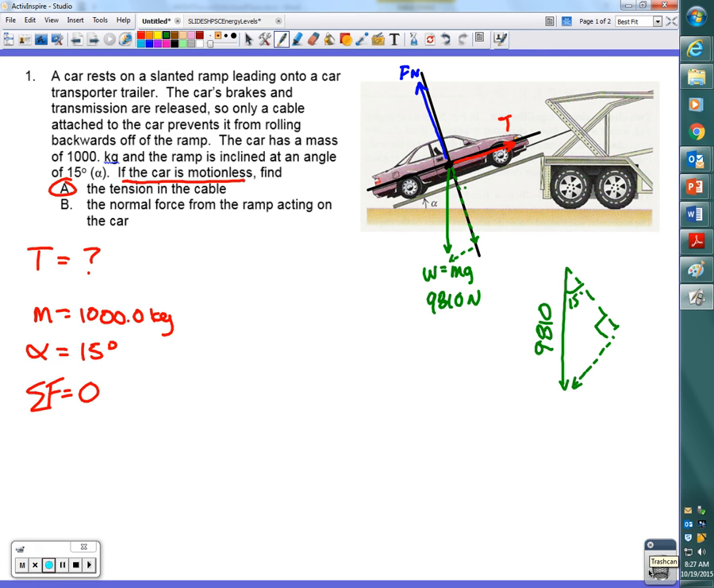Good? Now do we have enough information to find the two sides of that triangle? We do. We can use SOHCAHTOA. Even though it's not oriented the way a right triangle usually is, it is a right triangle.